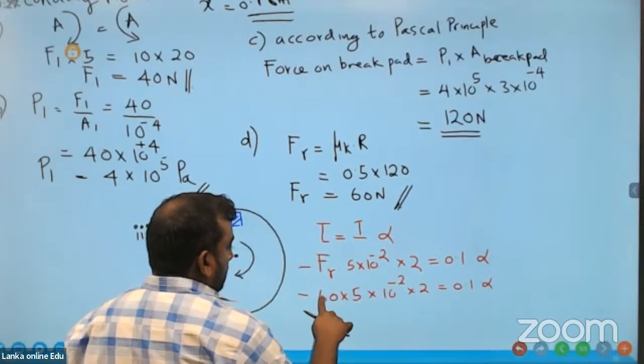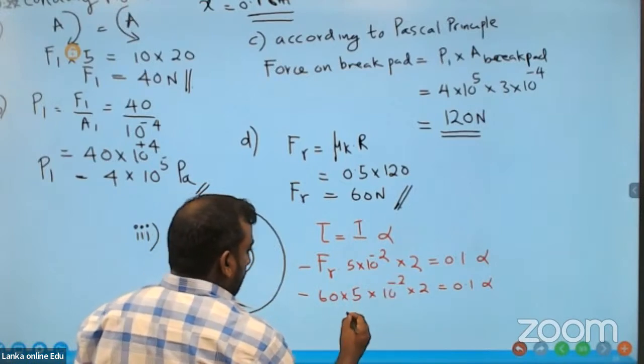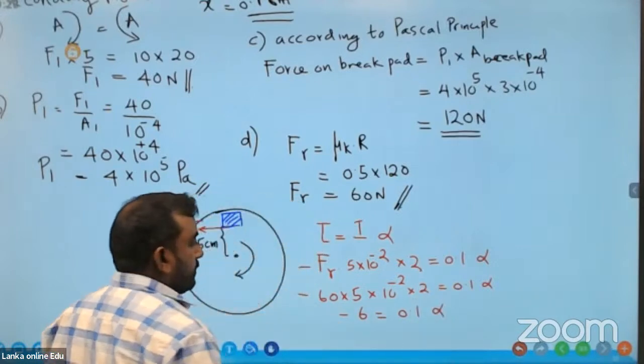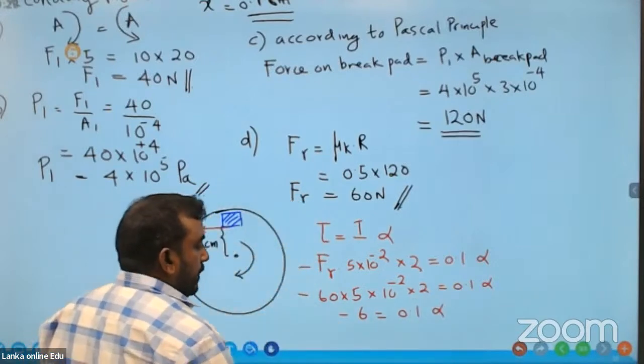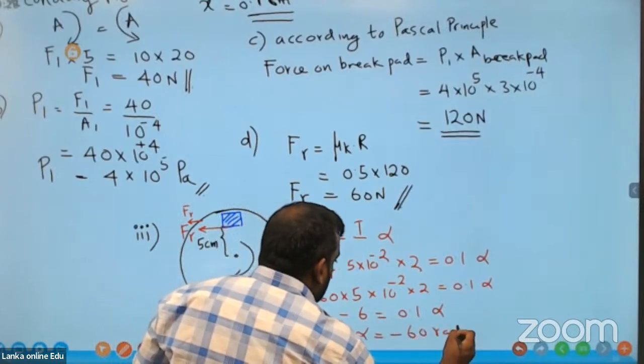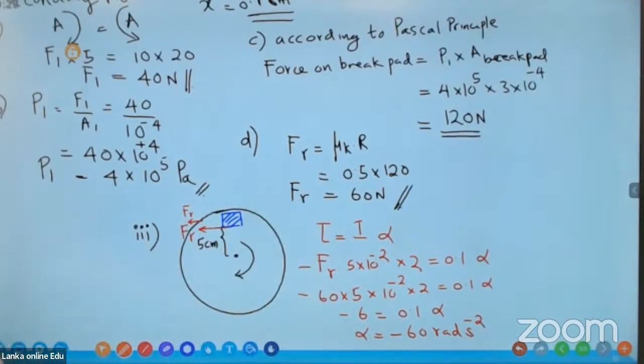300. Sorry, 60 times 5, 300. 300 times 2, 600. Minus 0.1 alpha. Now what? Jump a decimal. Alpha is minus 60 radians per second square.